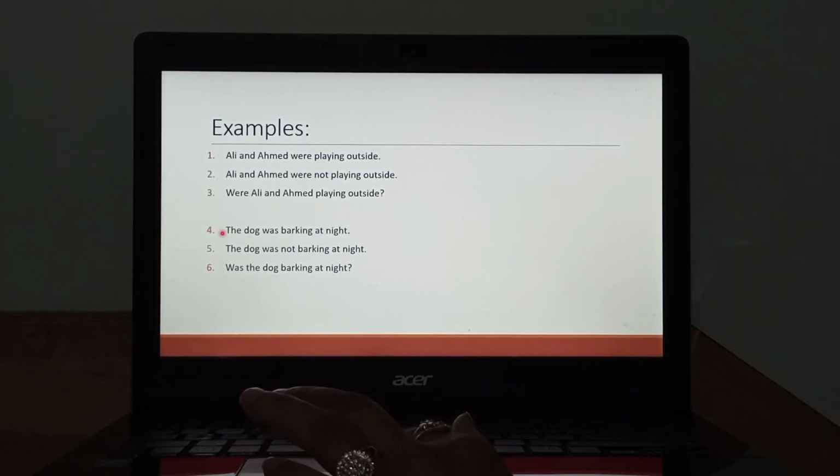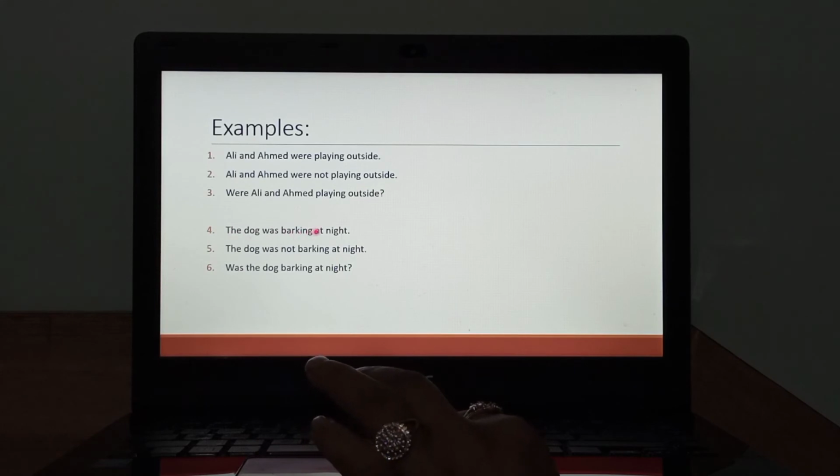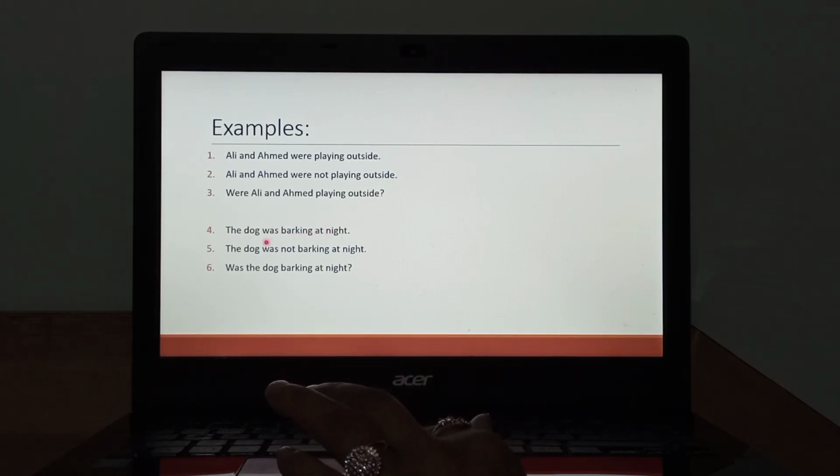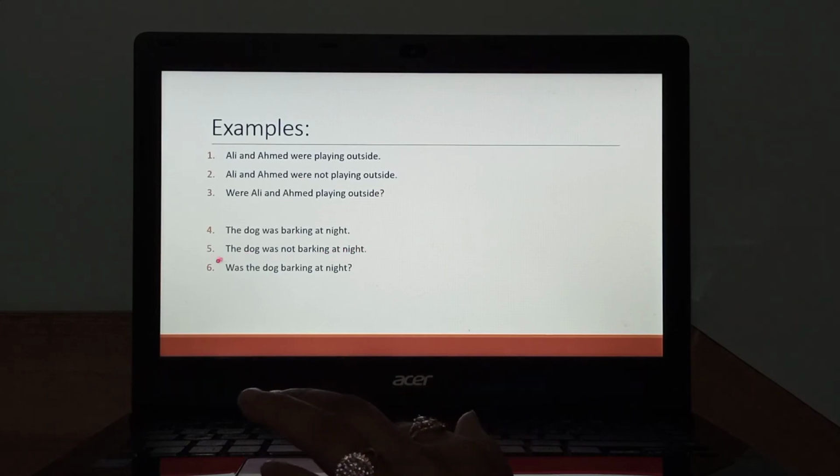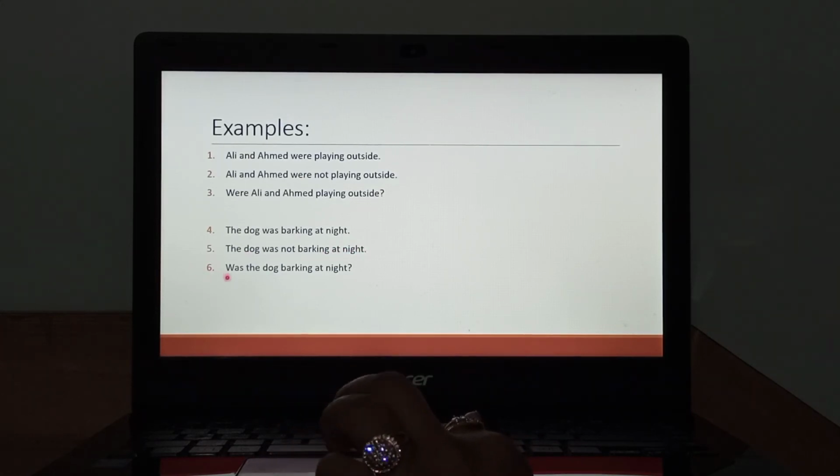Next, the dog was barking at night. We use here was because the dog is singular noun. The dog wasn't barking at night. It shows negative sentence. Was the dog barking at night? And at the end of sentence, we put here question mark.